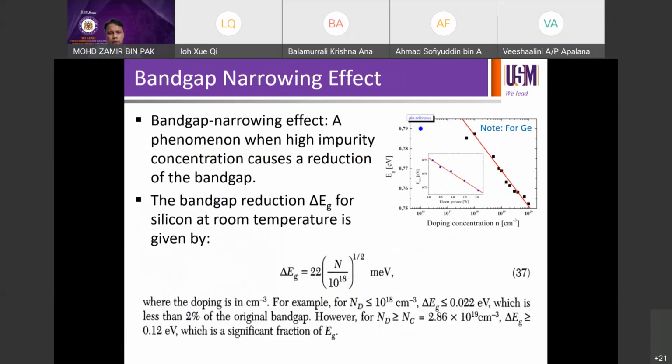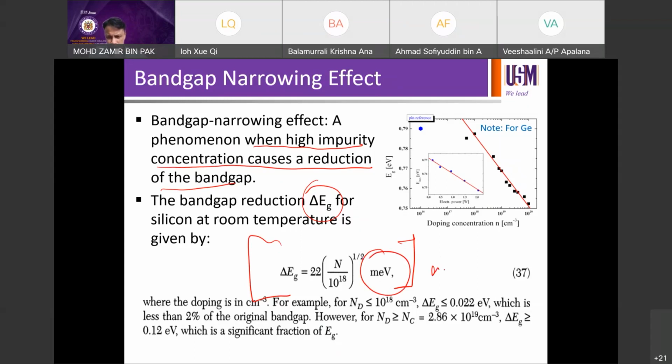So another concept that we're going to learn in this topic is called band gap narrowing effect. We have learned this a little bit when we talked about the effect of doping last time in the previous topic, right? So band gap narrowing effect essentially is a phenomenon that occurs when high impurity concentration causes a reduction of the band gap. So when you have a high impurity concentration, or in this case, a high doping level in an extrinsic semiconductor, you're going to see a slight reduction of the band gap, depending on the level of the doping concentration. The band gap reduction that we note as delta Eg for silicon at room temperature is given by this equation: delta Eg = 22 × sqrt(n / 10^18) milli electron volts.